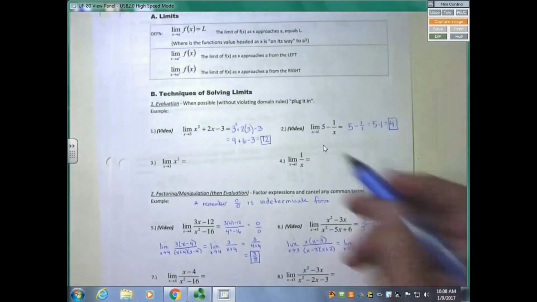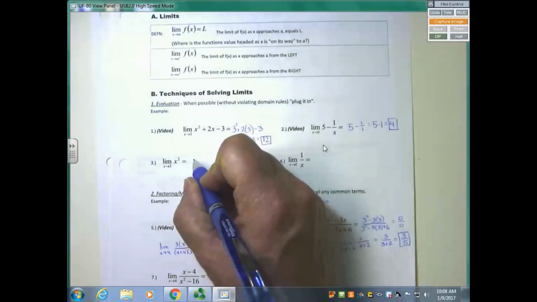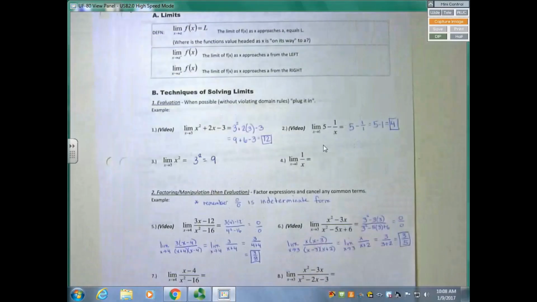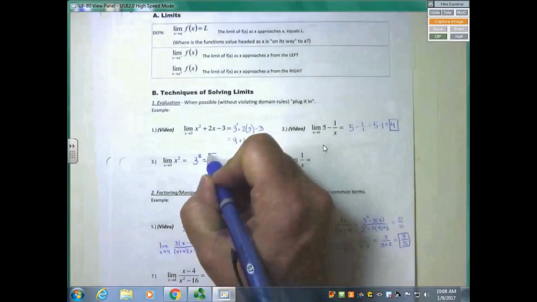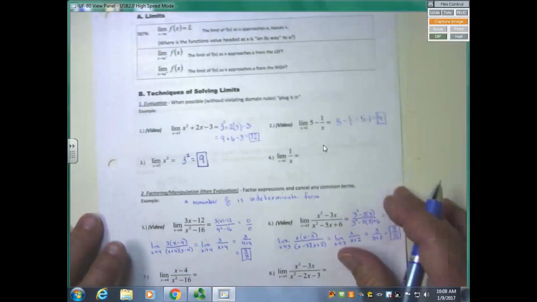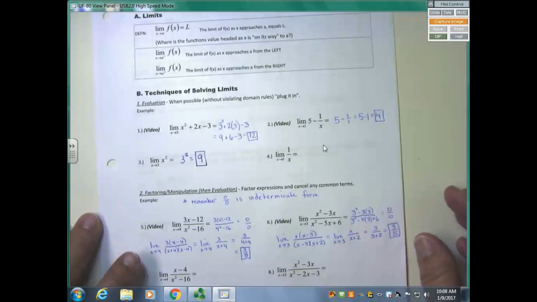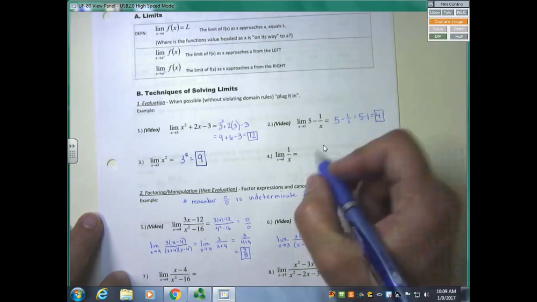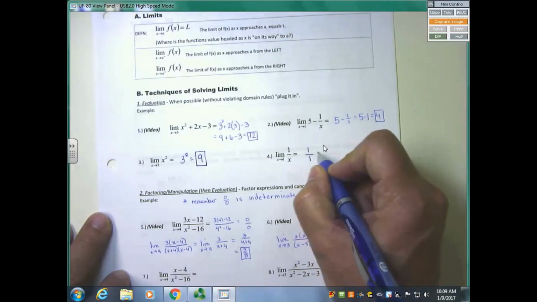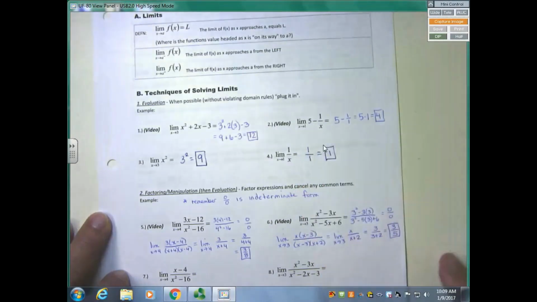So for number 3, the limit as x approaches 3 of x squared. Well, if I plug 3 into that, I do get 9, so that's my answer. Those are the nice simple ones, but a lot of you forget to just check when we get into the harder ones. So always remember, first rule of thumb, plug in the number, see what you get. All right, number 4, the limit as x approaches 1 of 1 over x, so that would be 1 over 1. I get an answer, so there's my limit.